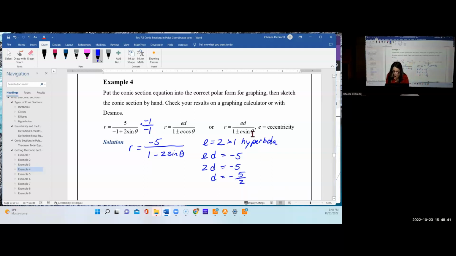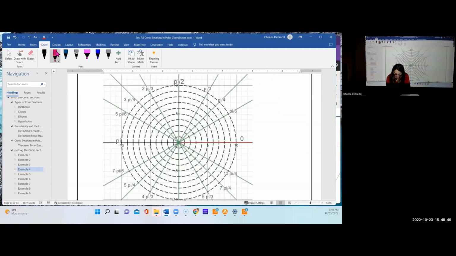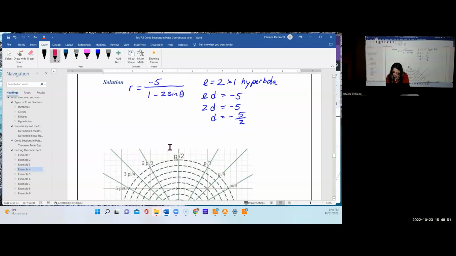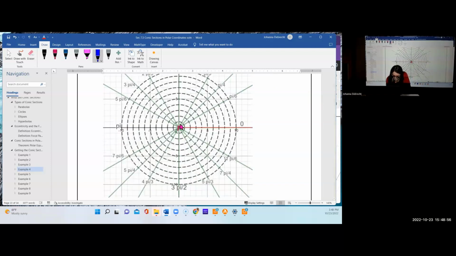So let's think about what that has to look like. Coming down here, we're going to put our focus at the pole. We have a directrix line which has to be above a distance of 5/2. So that would be 2.5, which would be right here. And we know it has to open up and down like that. So this way and this way, which means that the directrix lines have to run horizontally. So this is going to be right here in between 2 and 3.